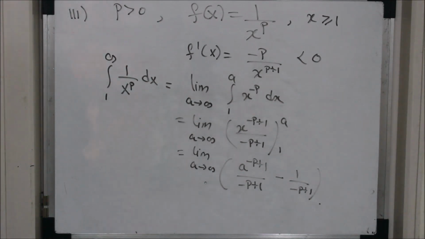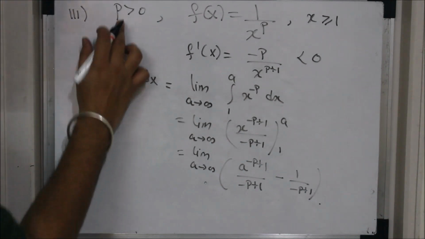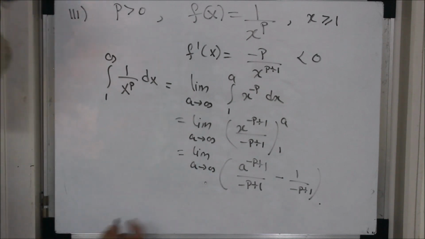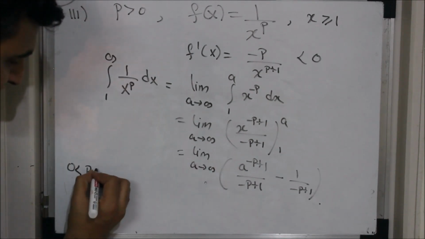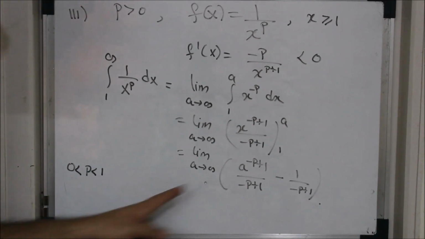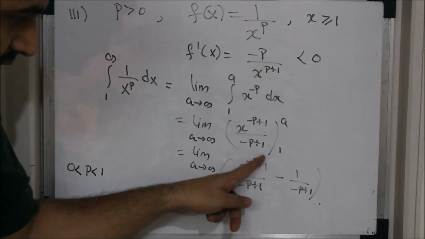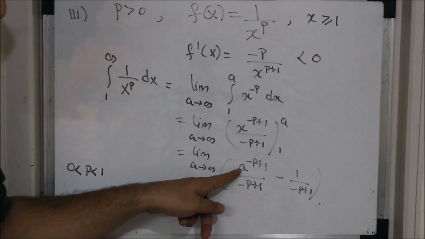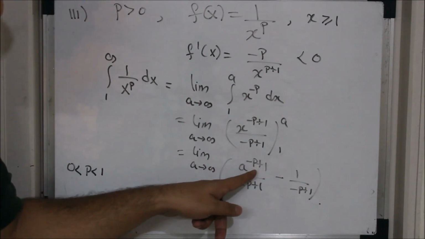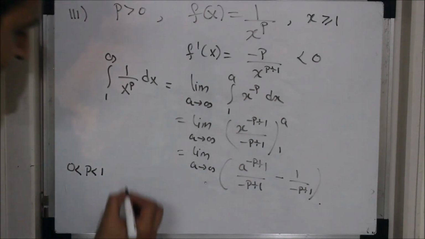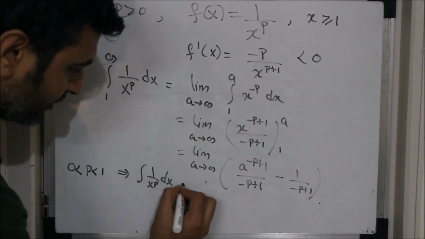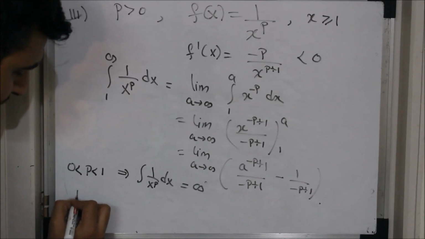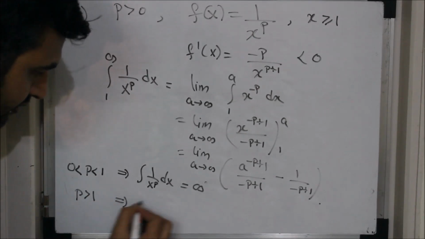Now one can see that p is greater than 0, right? Here also we make some cases. If p is less than 1, this term will remain in the numerator, meaning a will remain in the numerator because the power is positive. And as a goes to infinity, the integral of 1 upon x raised to p dx is infinite.